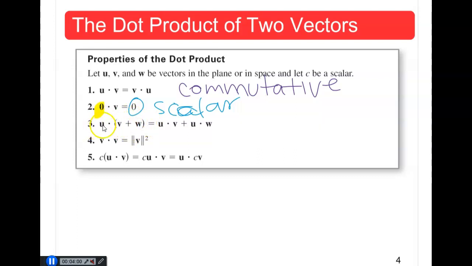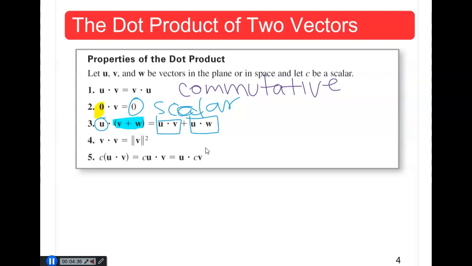The third property is the distributive property. So if you have a vector dotted with the addition of two vectors, you could perform the addition first of the two vectors and then perform the dot product. Or the other way to do it will be to distribute by performing the dot products first and then at the end adding those two constants. But in both ways, the result will be a number.